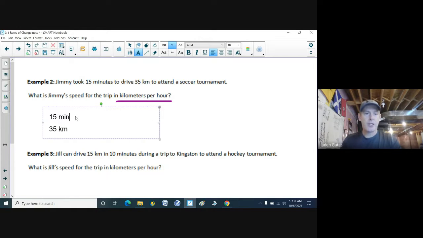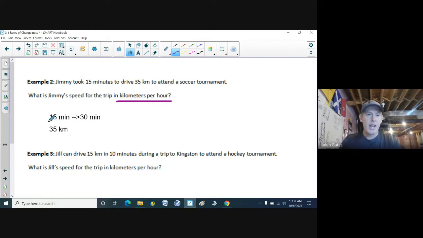Now, this is where your knowledge of hours takes over. But if not, if I add 15 minutes, I'm up to 30 minutes. Now, in terms of my kilometers, if my rate is 35 kilometers per 15 minutes, and I just added 15 minutes, well, then I'm going to add 35 kilometers. And so I end up with 70 kilometers.